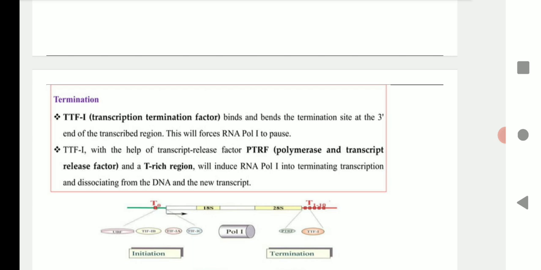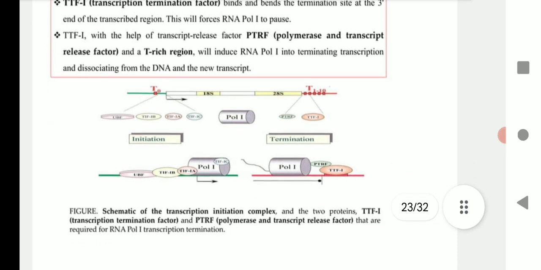and a T-rich region that will induce RNA polymerase to terminate the transcription, thereby the RNAs are released in the form of a primary transcript. Here the diagram shows the binding of TTF1 as well as PTRF for the termination of the transcription.